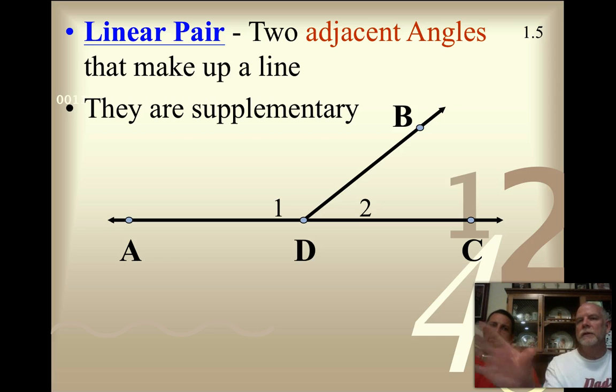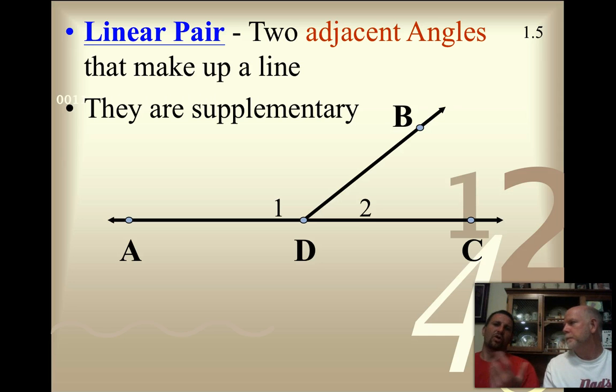Okay? So adjacent doesn't necessarily have anything to do with supplementary. Just two adjacent angles, they could be complementary, they could add up to any number. They're just next to each other. Linear pair means they're supplementary. Linear pair means that they add up to 180. Supplementary means they add up to 180. So a linear pair is always supplementary to each other.